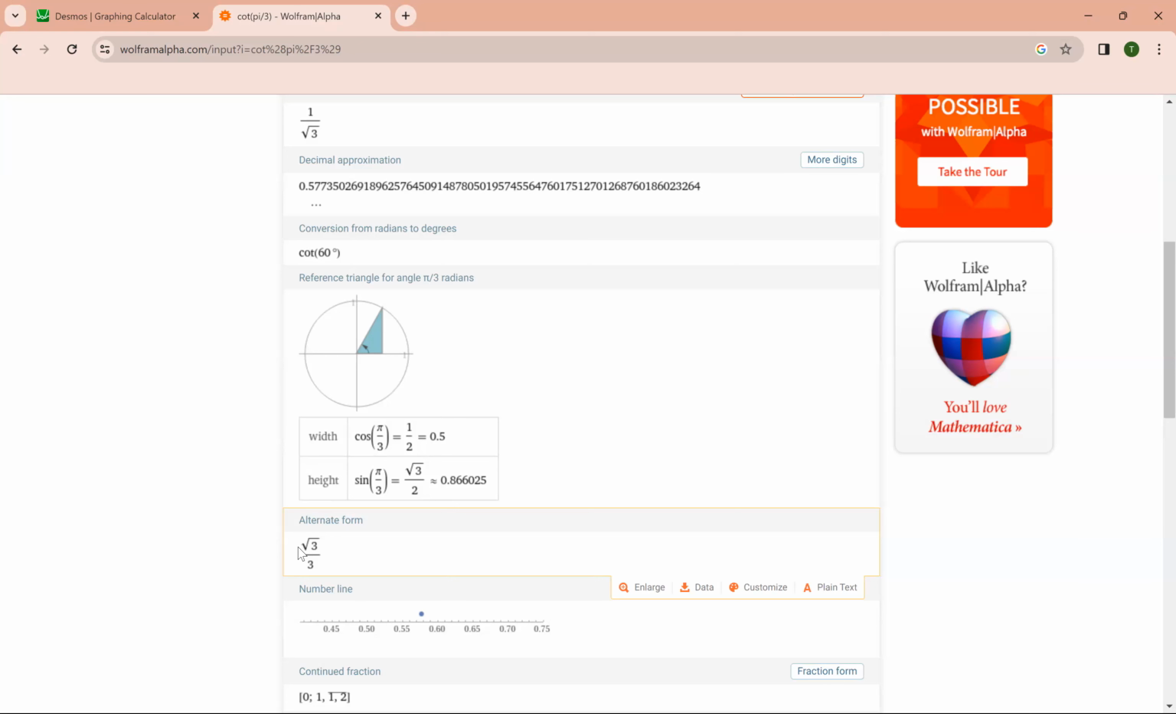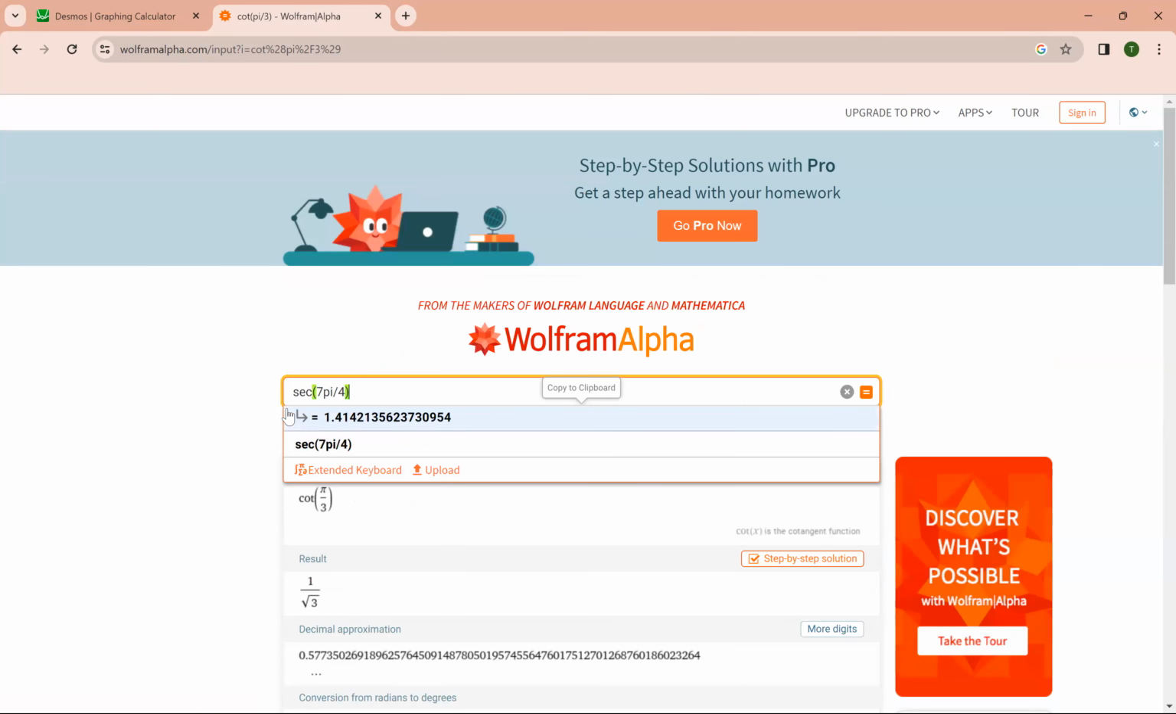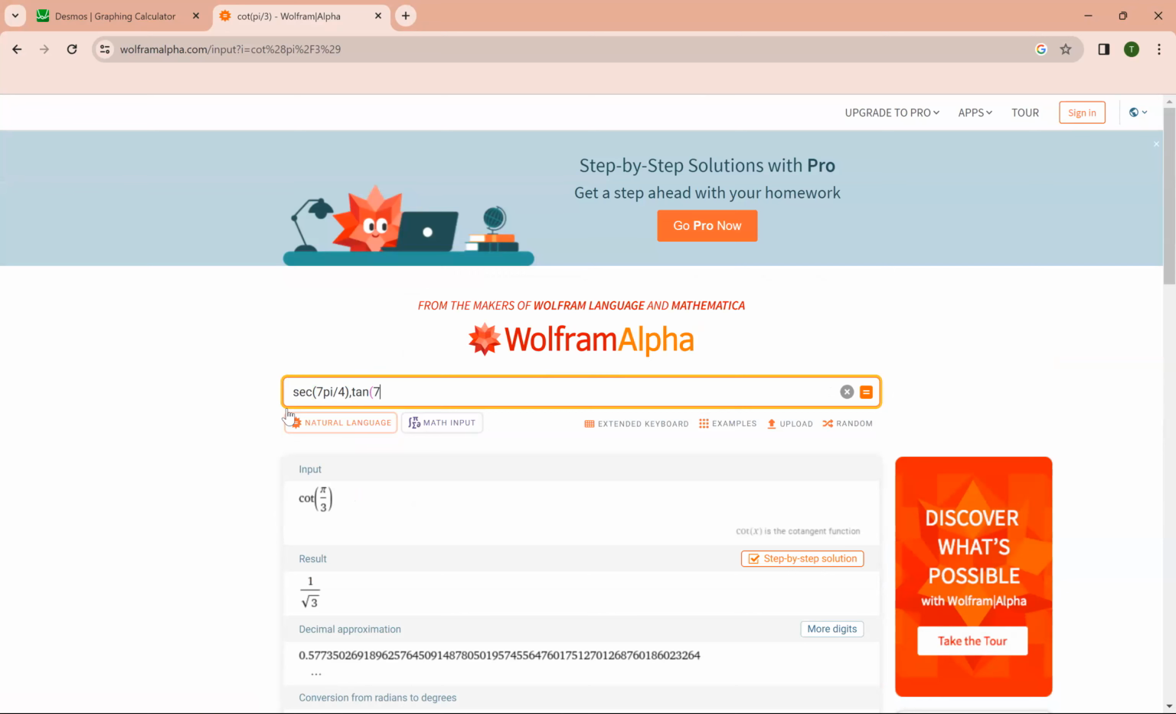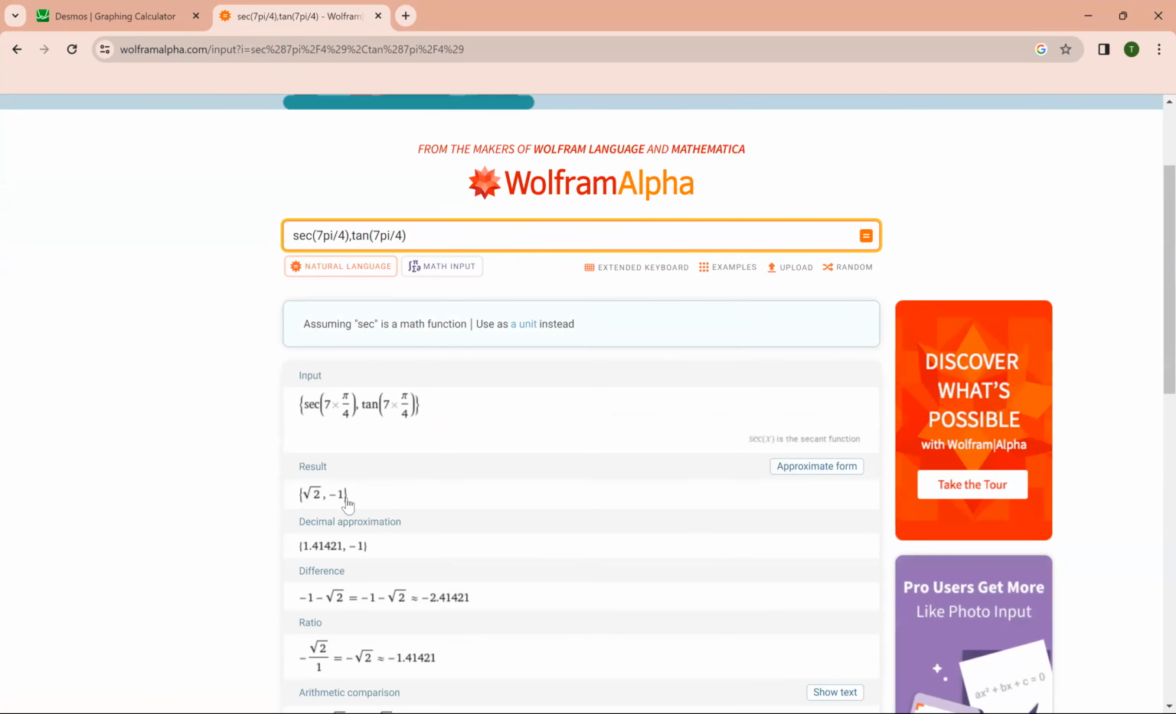Secant 7 pi over 4. This one's slightly different. Well, no, I apologize, it is exactly the same thing. You can actually put in commas, and I think it will take them both. So square root of 2 and -1. So it looks like it's the third option that you sent.